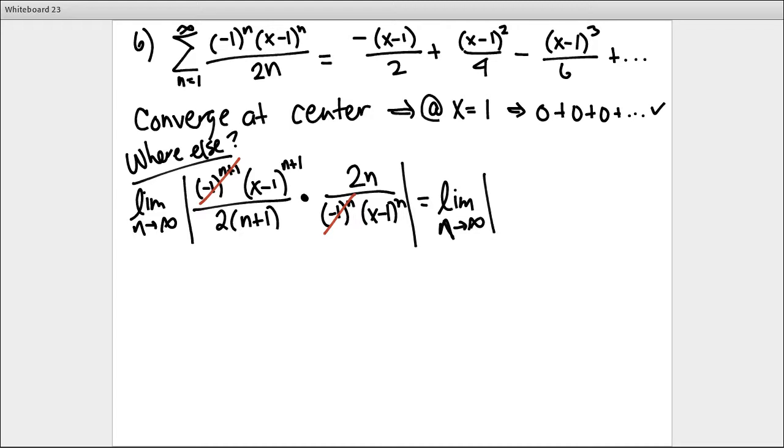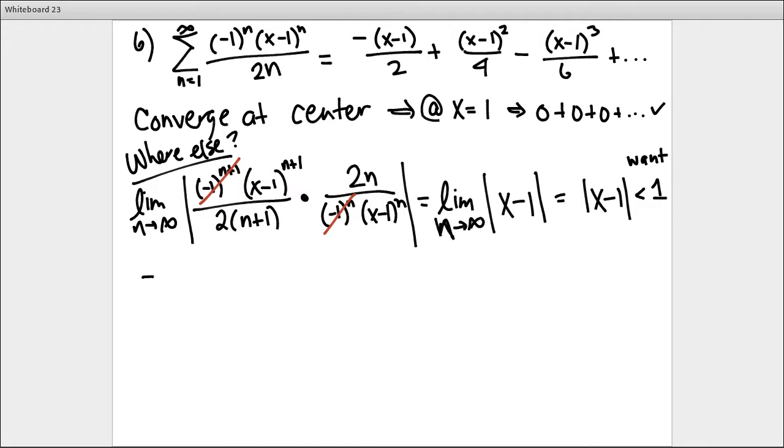And so what you're left with is (x minus 1) to the n plus 1 divided by (x minus 1) to the nth. And so you're left with just x minus 1. And there's no n's anymore. And so as n goes to infinity, you're just left with the absolute value of x minus 1. Now, when does this converge? We want to know when this value is less than 1. So when is the absolute value of x minus 1 less than 1?